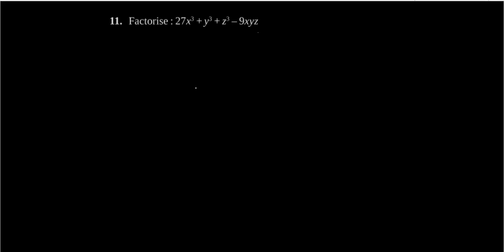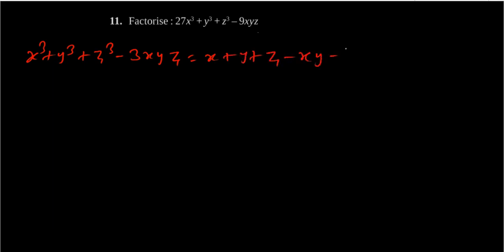Next problem, we need to factorize this given polynomial. This polynomial has three cubic terms and one common term of three terms, all x, y, z combined here. So it may be of the form x cube plus y cube plus z cube minus 3xyz is equal to (x plus y plus z) times (x square plus y square plus z square minus xy minus yz minus zx). In this format it may be.